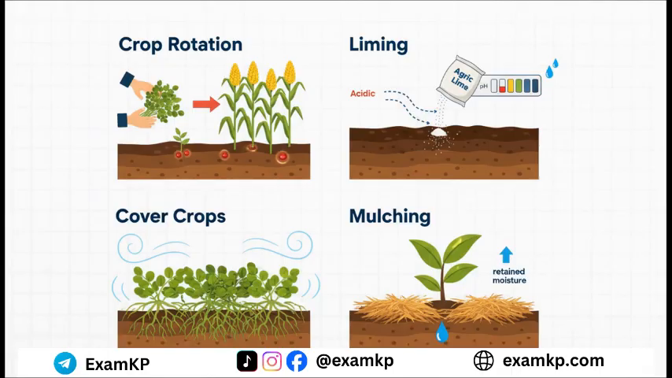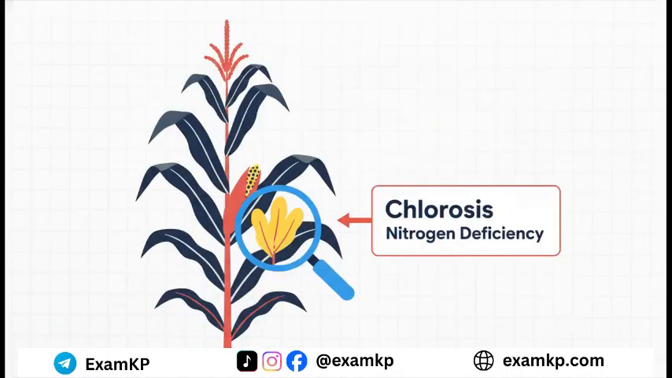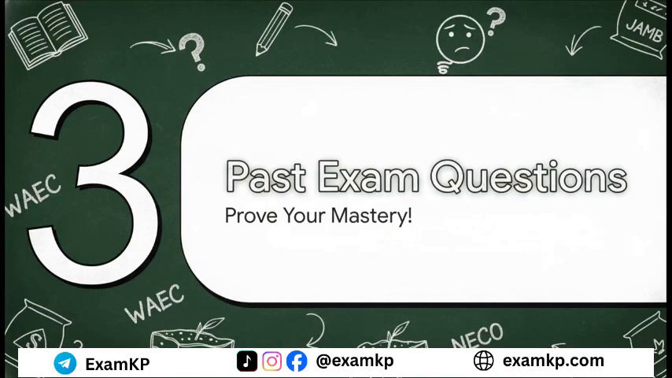So, how do you know when the soil is hungry and lacking something? Well, the plant will actually tell you. Just look at this maize plant here. You see that yellowing on the lower leaves? That's a classic sign of nitrogen deficiency, and the correct term is chlorosis. Being able to spot these visual clues is a key skill, and it's a great way to apply your knowledge in a practical question.